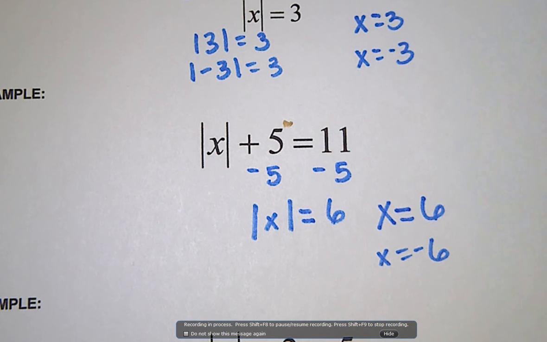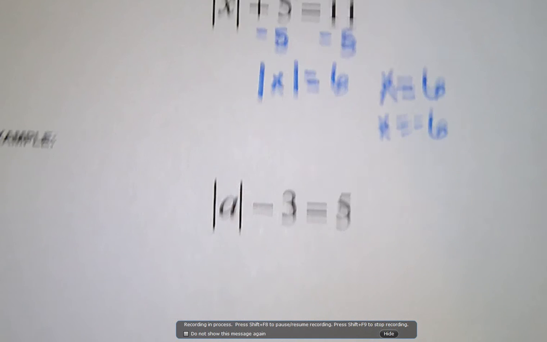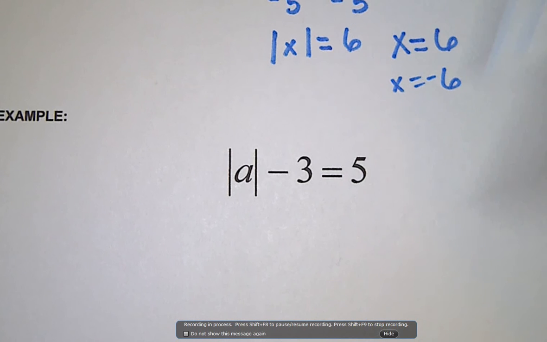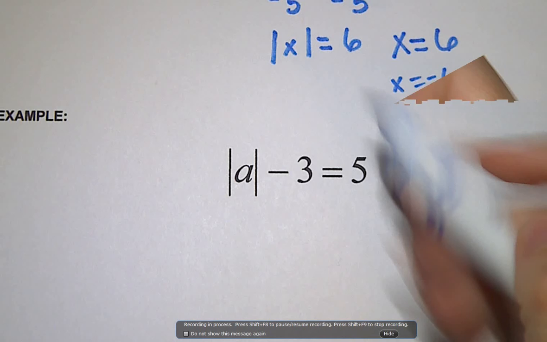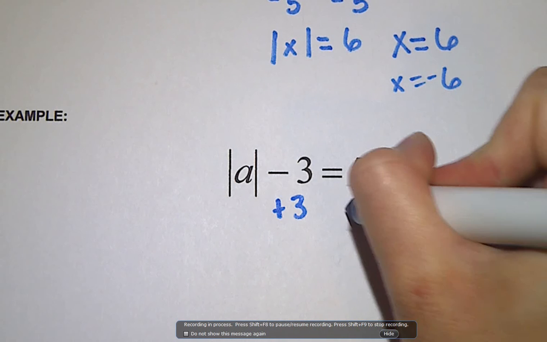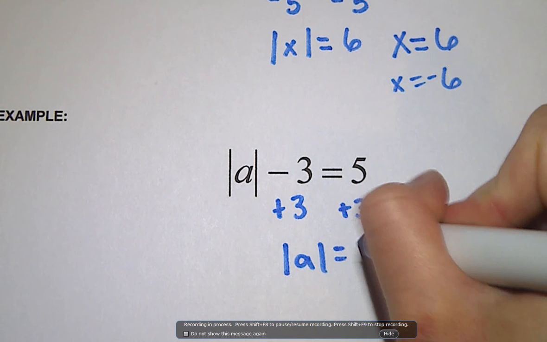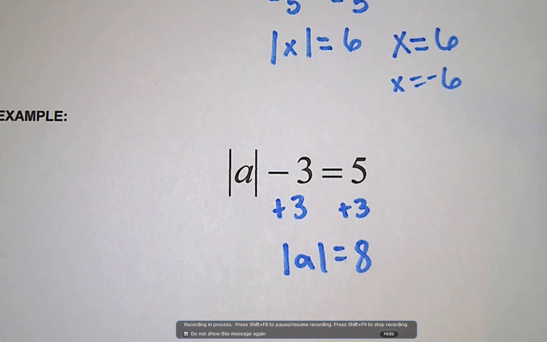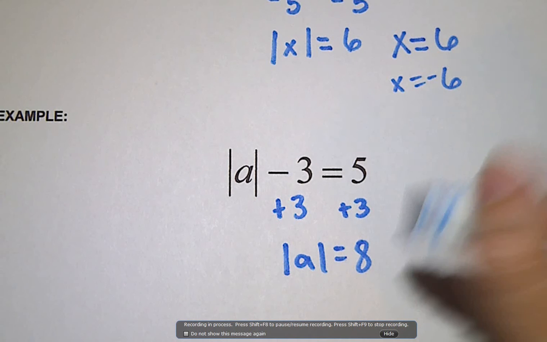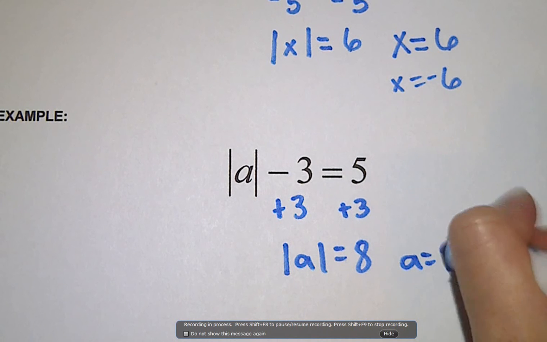Then I go to this next one: the absolute value of a minus 3 equals 5. Same thing, I'm going to add 3 to both sides so I can get the absolute value by itself, and this equals 8. So the absolute value of a equals 8, and my two solutions are a could be 8 or a could be -8.